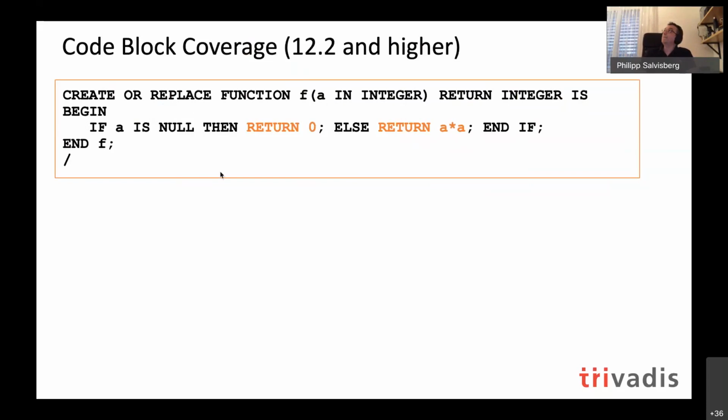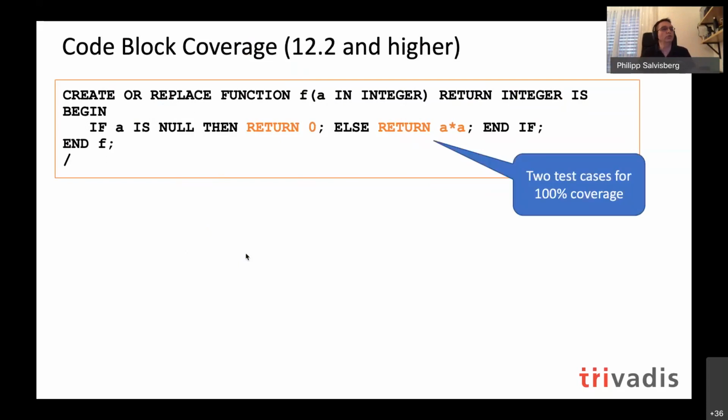And when I run code coverage with 12.2 code block coverage, I need 2 test cases to get 100% code block coverage. So you see, code block coverage is a bit better. So let's rewrite that statement once again.